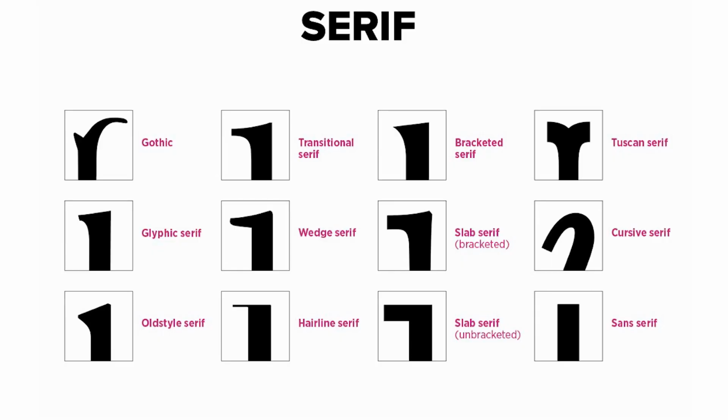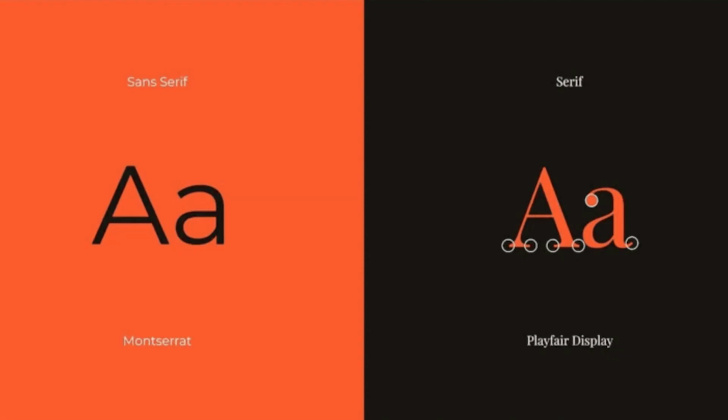Serif has different characteristics from which we can easily recognize what type of serif it is. For example, serif has characters such as Clarendon, lift serif, old style serif, flat serif, cursive serif, sans serif, Tuscan serif, and bracket serif. There is a difference between serif and sans serif.